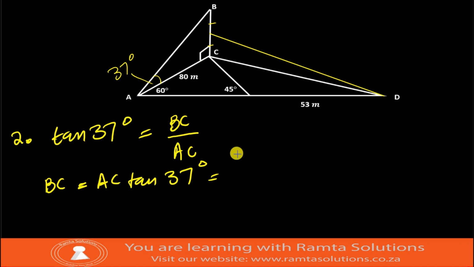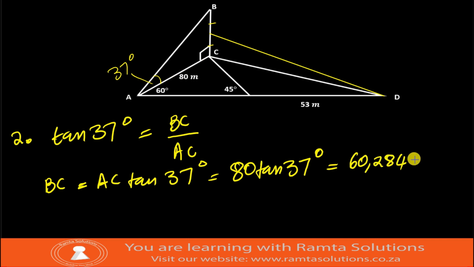Here is AC, it's 80. So it's 80 times tan 37 degrees. Let's go ahead. 80 tan 37 degrees. Our answer is 60,28432 meters. Remember, I'm not rounding off as yet because this is not what the question is asking us to find. The question wants us to find the angle here.